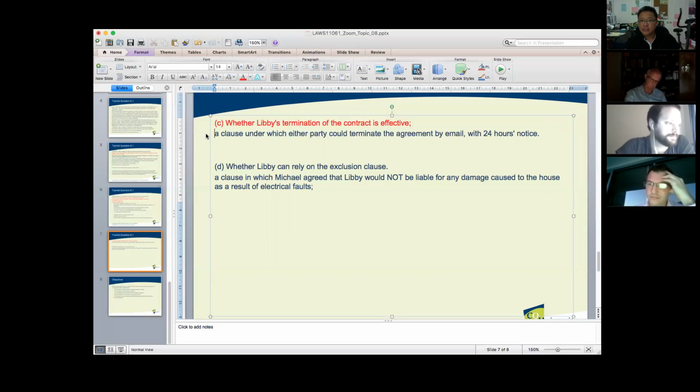Because remember that there's an exclusion clause which says that Michael agreed that Libby would not be liable for any damage caused to the house as a result of electrical faults. So the question is, can Libby rely on this exclusion clause so that even if the house burned down as a result of electrical faults, Libby should not be liable under the contract? That is the final question that we have to ask.